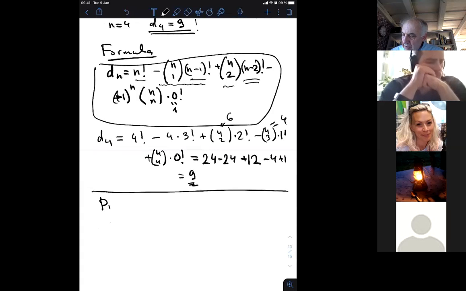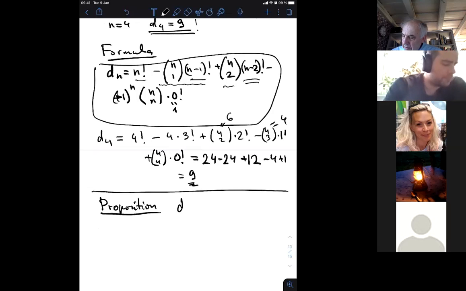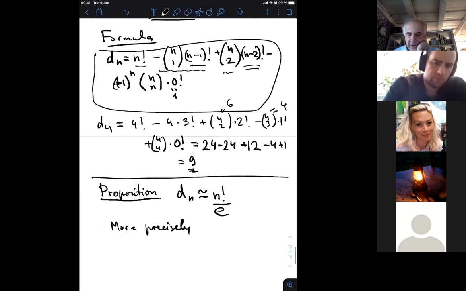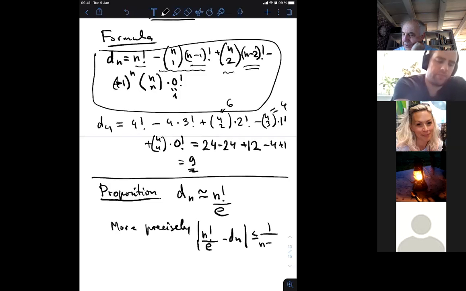And the last thing for today, just one last thing, is a nice proposition. It's about the asymptotic behavior of the number of derangements dn. So dn, for large n, is close to n factorial divided by e, strangely enough. So more precisely, this was just the asymptotic formula. We have a bound: n factorial divided by e minus dn, absolute value, is at most 1 over n plus 1.